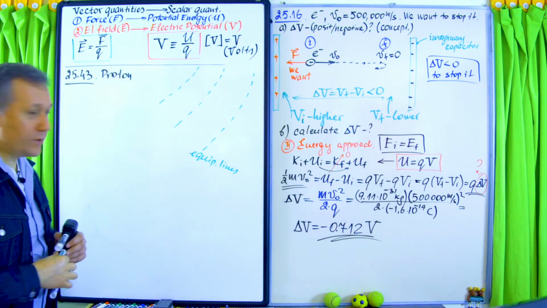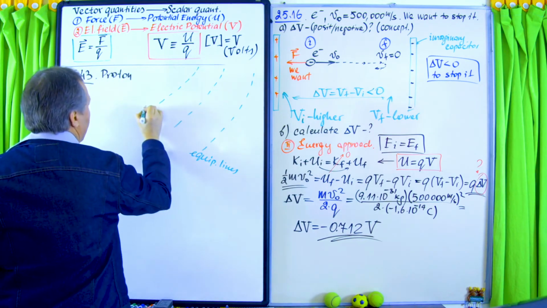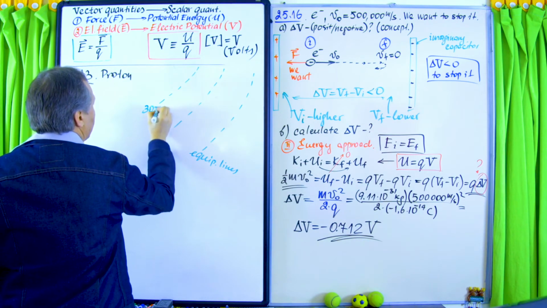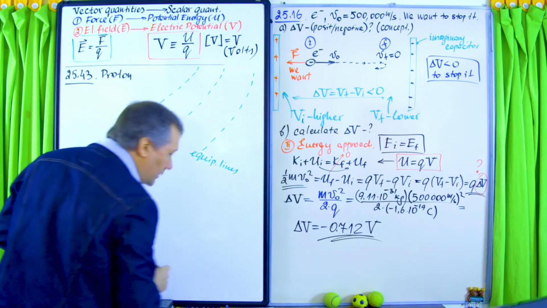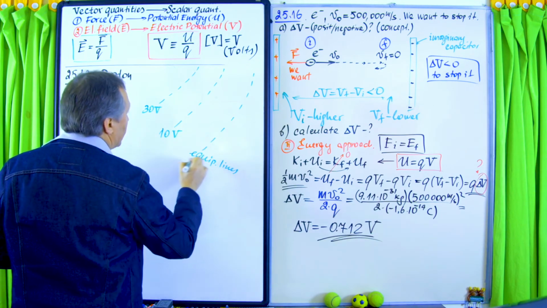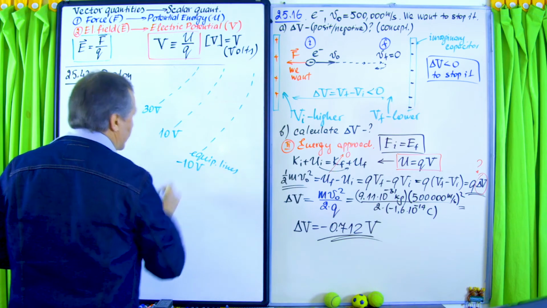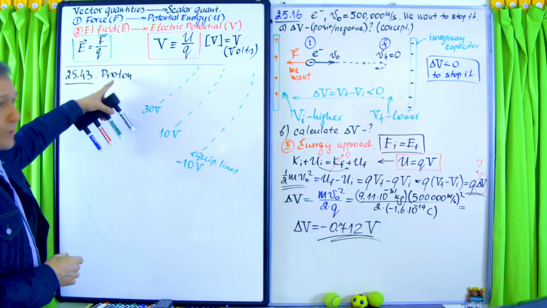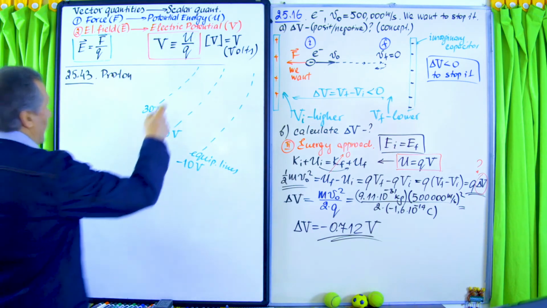And what do we know about these lines? That all points on this line are at 30 volt potential. Then this is at 10 volt, and these points are at minus 10 volts. Then this proton flies through this area.